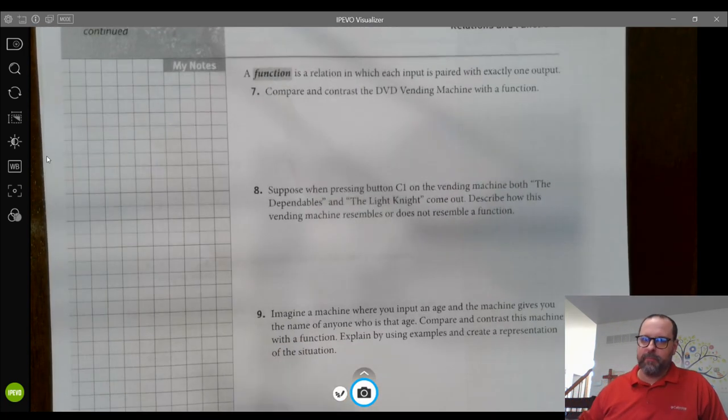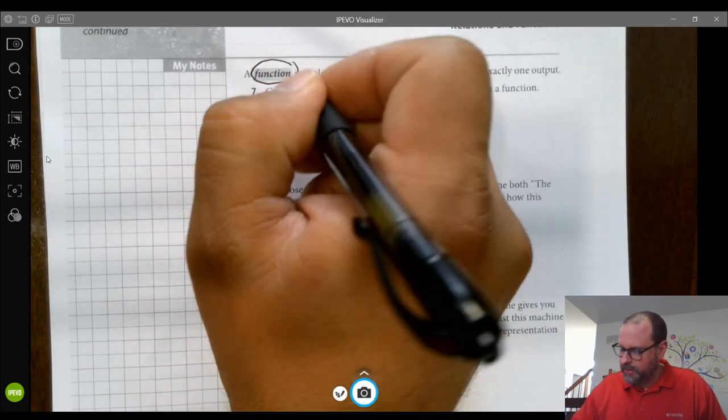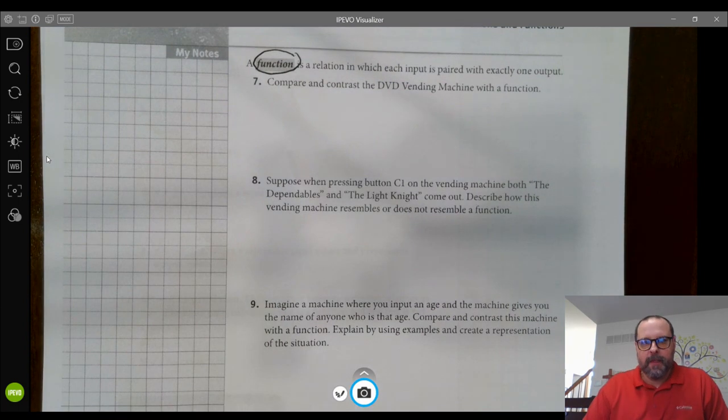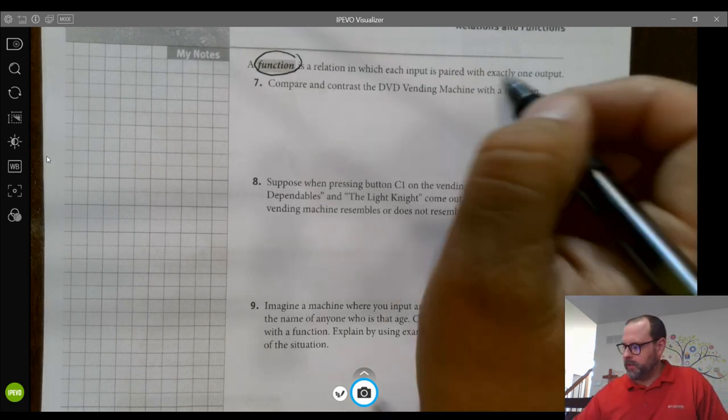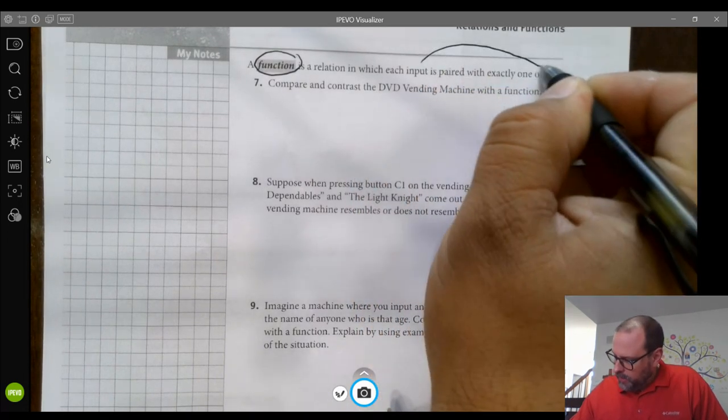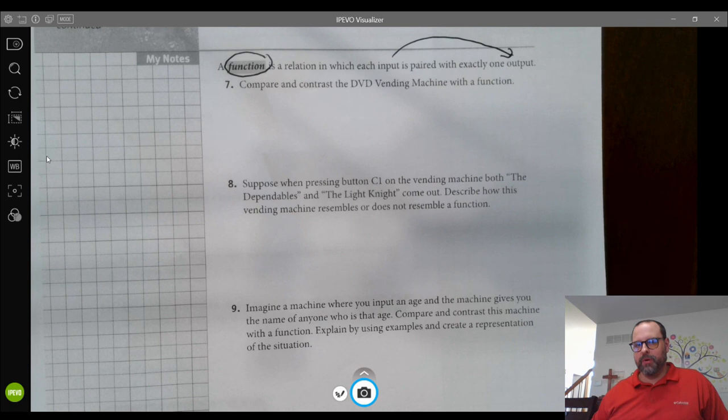Now, this is the other real big part here. All right, we said relation. What about a function? A function is where each input is paired with exactly one output. So input to exactly one output. So there is a difference between a relation and a function. In a relation, it's just there's a relationship. You can have inputs that go to the same output. You could have an output that matches up with multiple inputs. Okay? But a function is very specific, and there's a quicker way to check it.